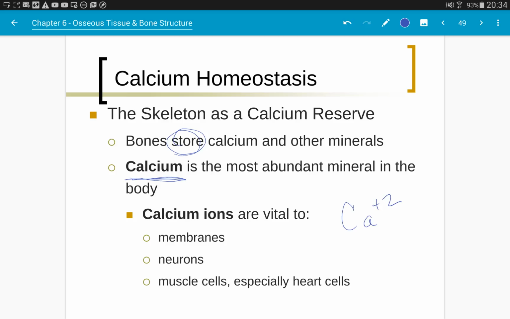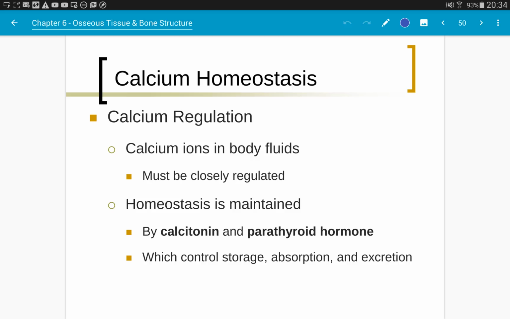They are really important to many functions in the body, important in membranes and neuron function, especially sending signals, essentially. We'll talk much more about that later. Muscle cell physiology and their ability to contract, especially heart cells, so cardiac muscle cells.